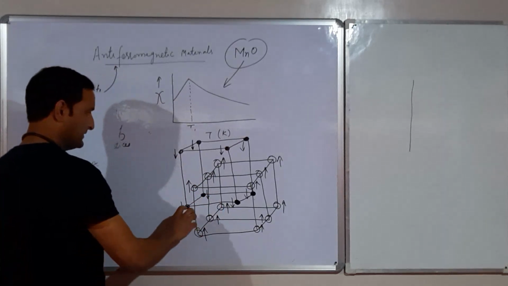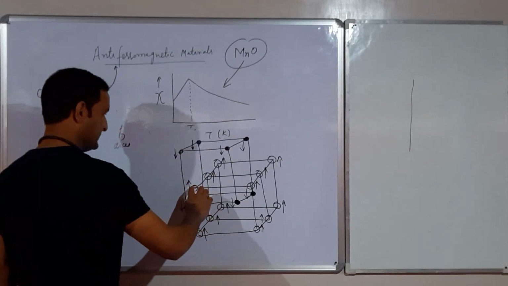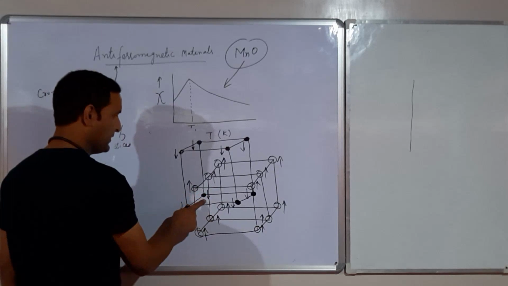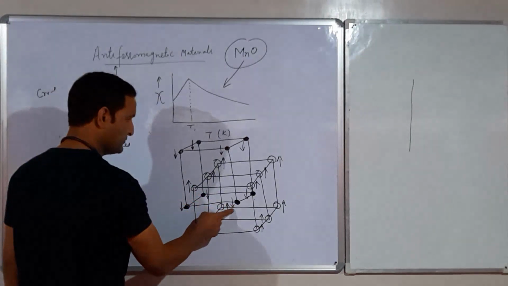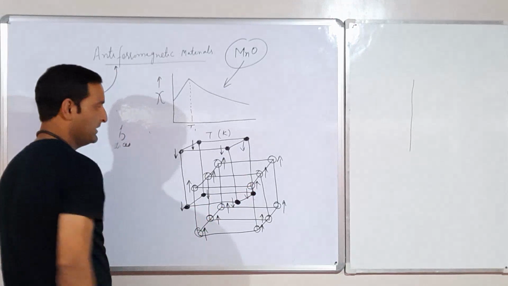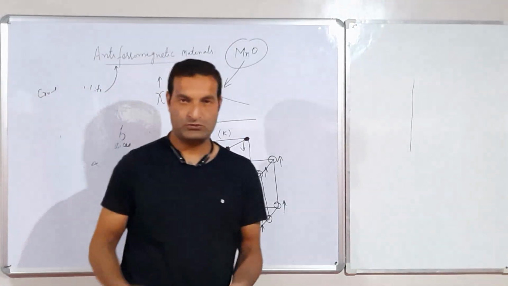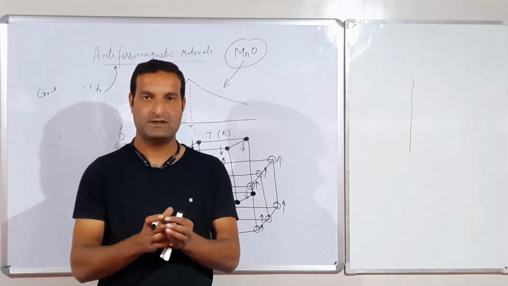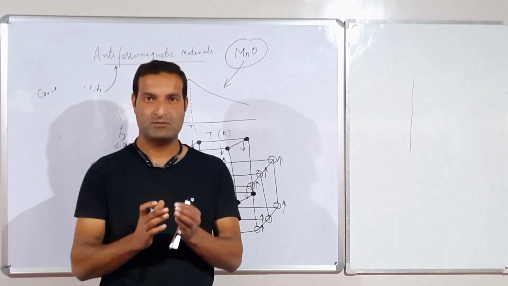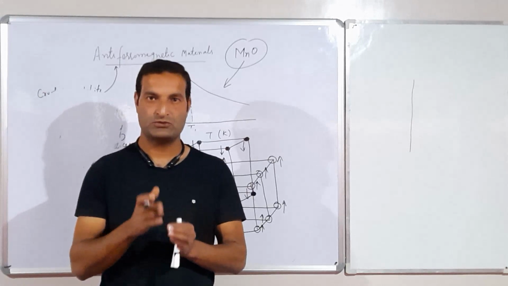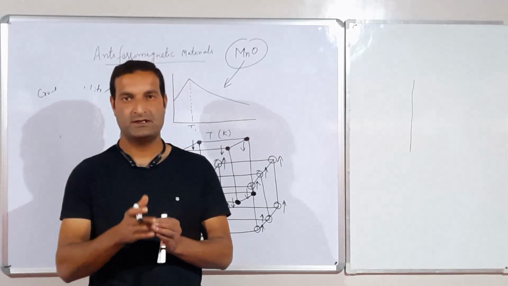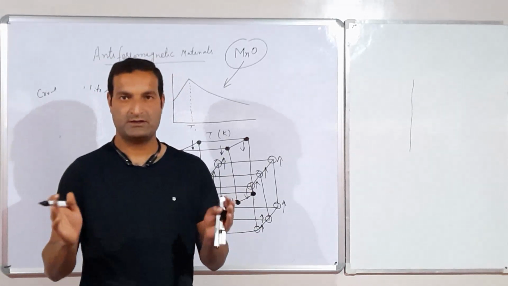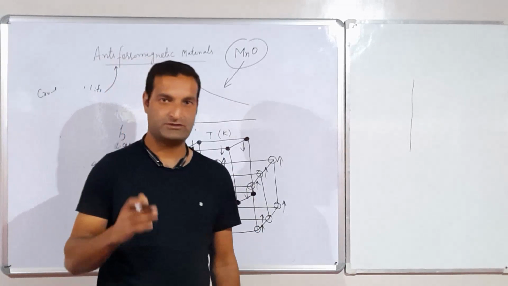At the regions of nearest neighbors, here it is spin up, here it is spin down, here spin up, spin down, spin up, and spin down. Due to this interpenetration of the two sublattices, the magnetic moments will be in opposite directions to each other. So the net magnetization in this case will be equal to 0 in the absence of any external magnetic field at 0 Kelvin.